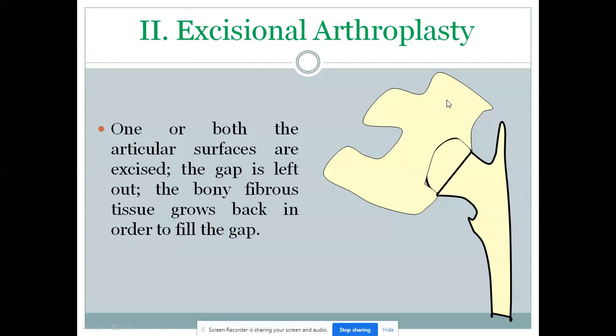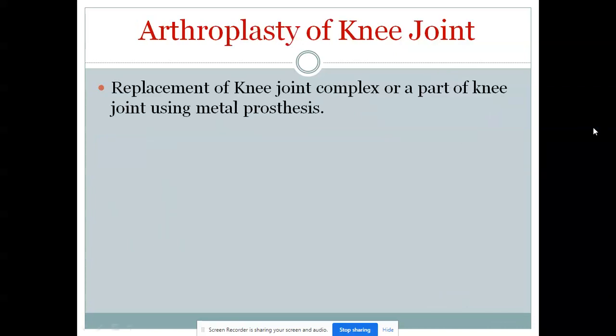When we see the diagram, this is your iliac bone, this is your femur bone. Excisional is where a part of the articular surface is cut out like this. When the part is cut out, the gap is created. This gap is filled in by the ingrowth of viable tissue, viable bone. This surgery is usually performed in youngsters. This is also known as Girdlestone arthroplasty.